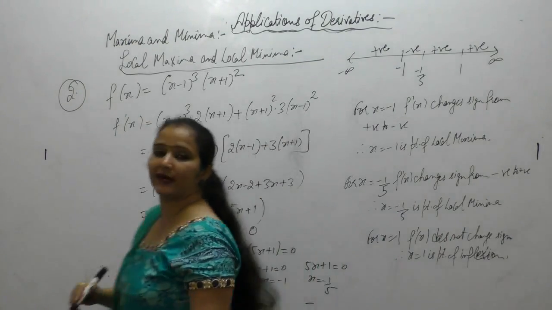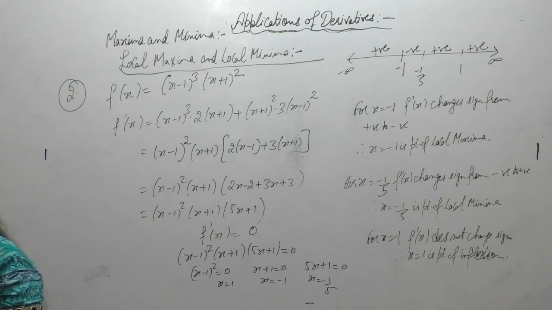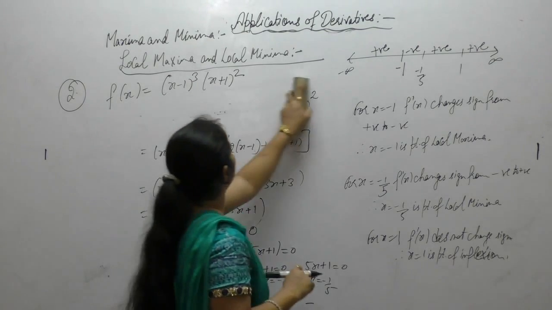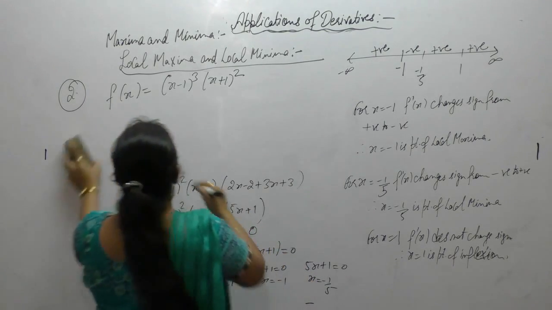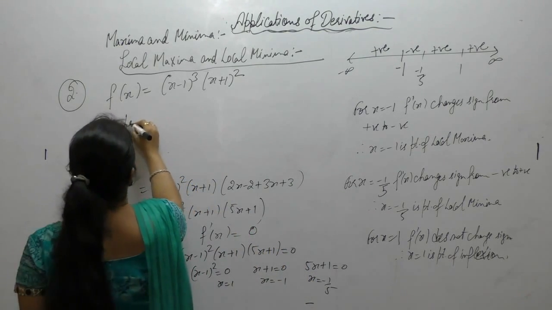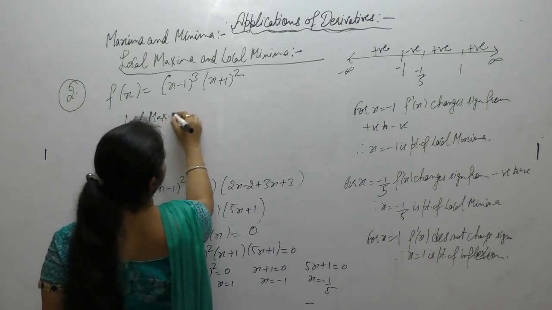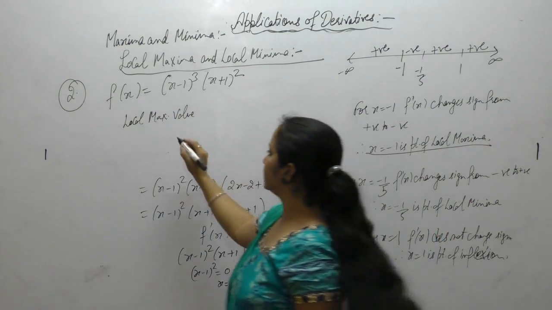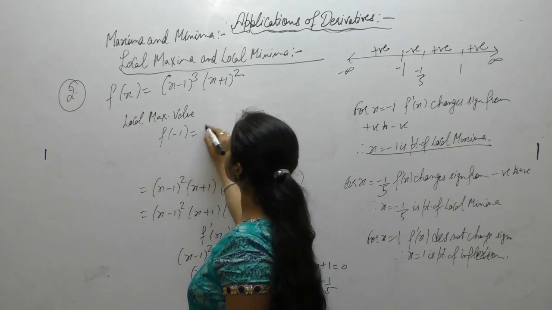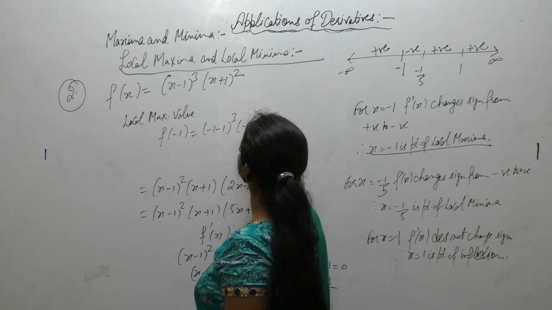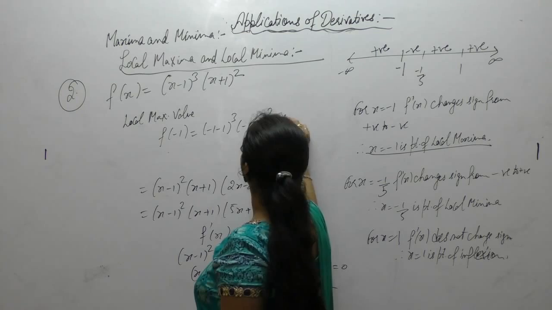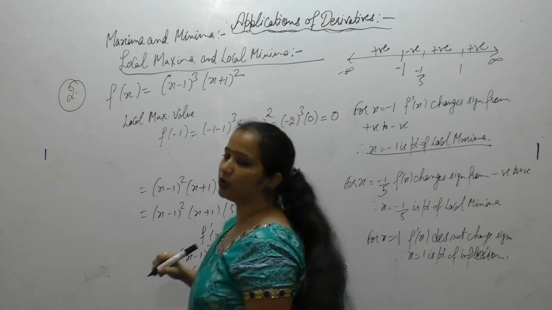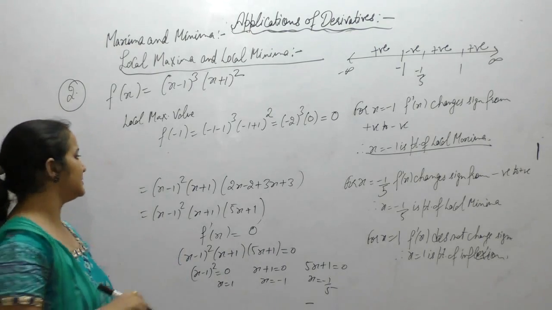Now we have to find the local maximum and local minimum values. Write down: the local maximum value will be at which point? At the local maximum point, what do we have? x equals minus 1. So the local maximum value is minus 1 minus 2 cube into 0. So the local maximum value is 0.